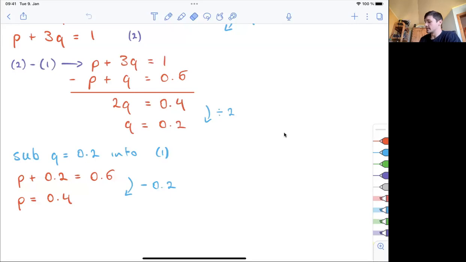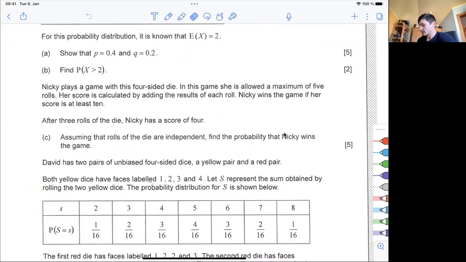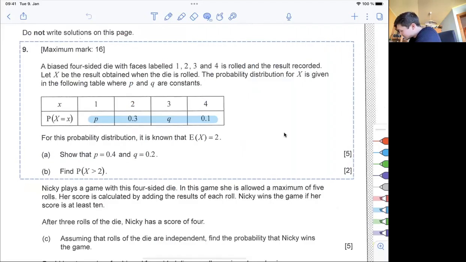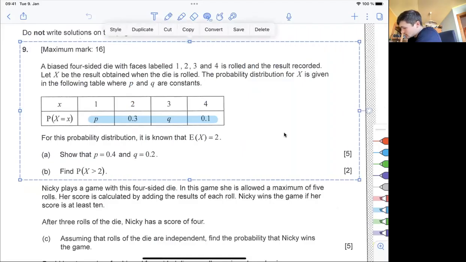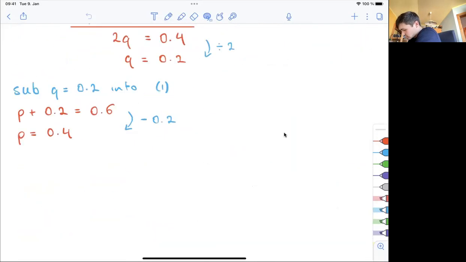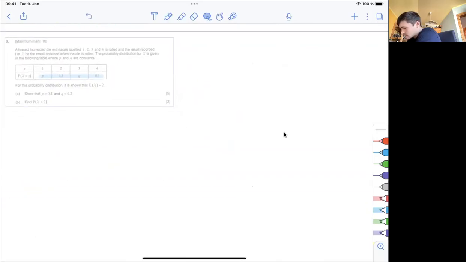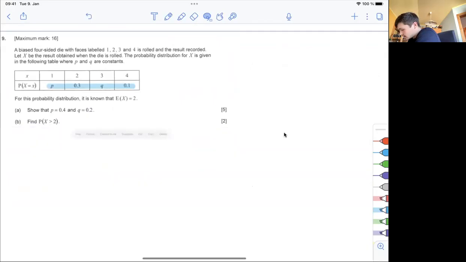Okay, on to part B. So part B asks, find the probability that X is more than 2. So we'll go through and do a similar process as before. We'll go onto a new page. All right. And so we already know that p is equal to 0.4 and q is equal to 0.2.